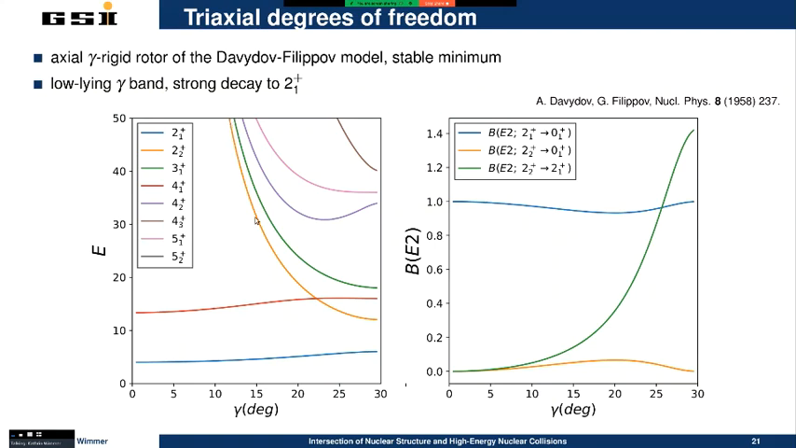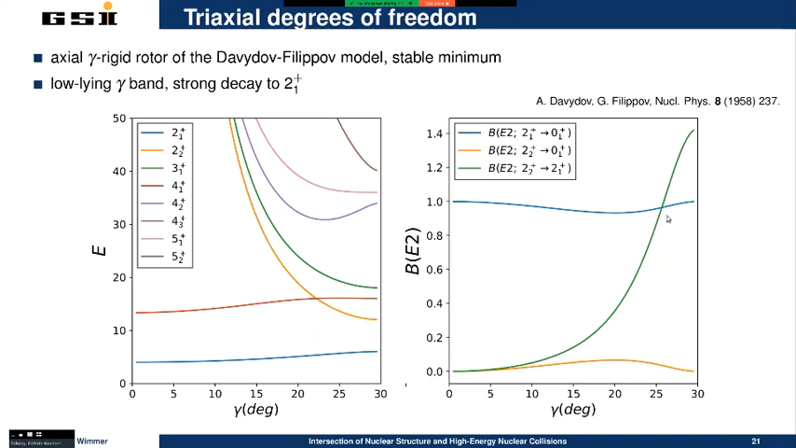second 2+, which is this orange one. As a function of this gamma degree of freedom, it comes down strongly in energy, and for maximum triaxial nuclei goes below the 4+ state. And then on the right side are the relative transition probabilities, the B(E2) values for the decay of this 2+2 state. So you see, if you compare orange and green, that the 2+2 state for maximum triaxiality prefers to decay to the ground state band 2+ state and not to the ground state directly.